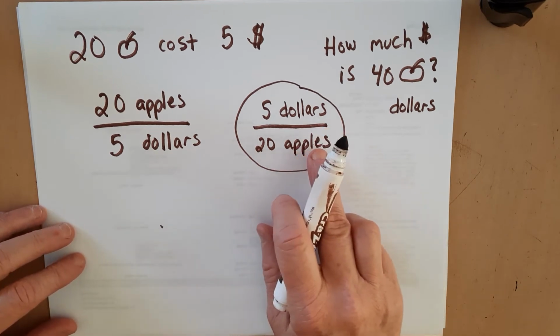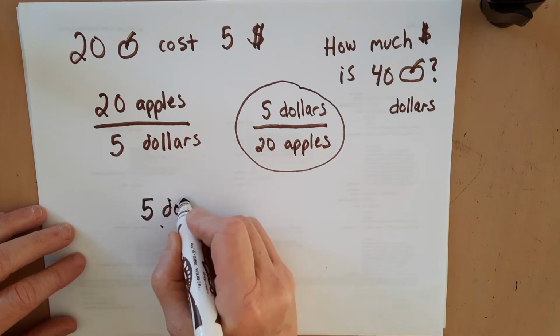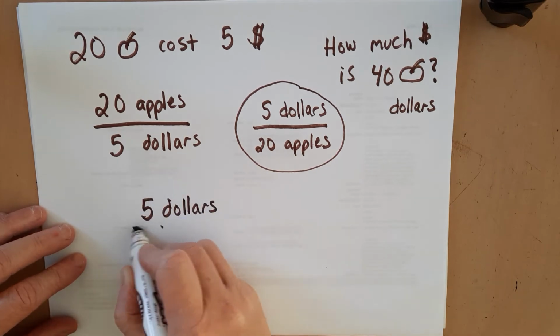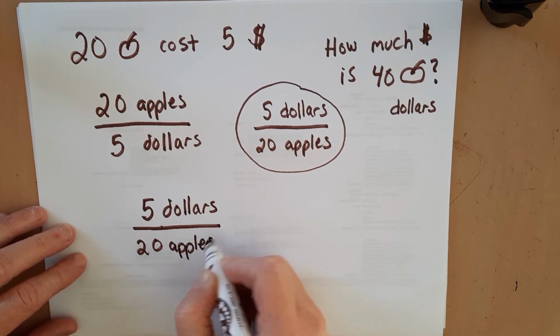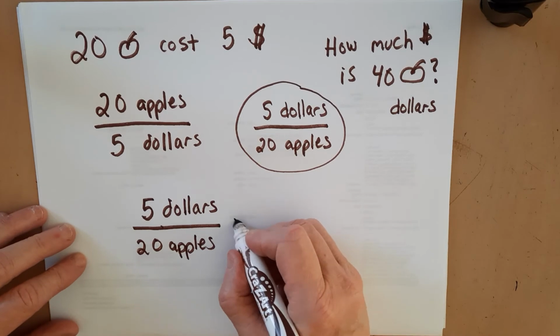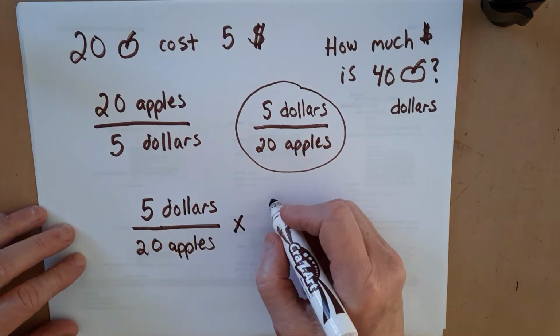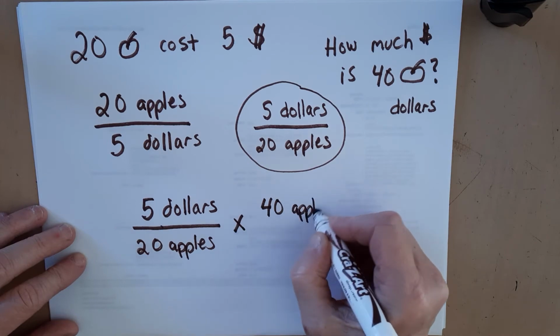We know that $5 is in a ratio to 20 apples, but we want to know how much 40 apples cost. So we're going to multiply this by 40 apples. And the 40 apples will be in the numerator.